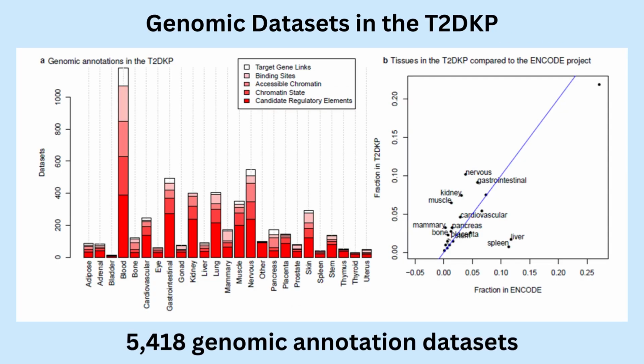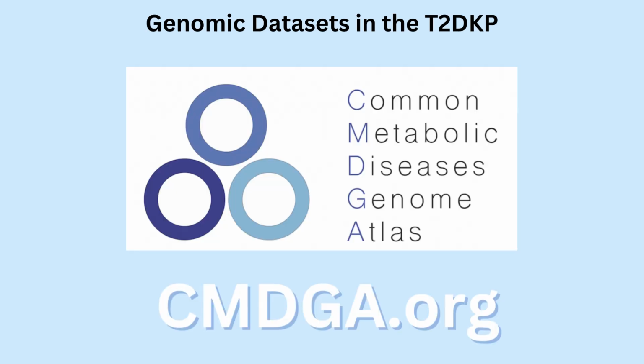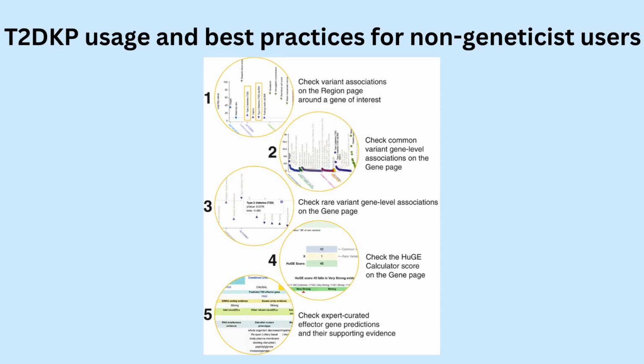As of October, we have 5,418 genomic annotation datasets. These are stored in the Common Metabolic Diseases Genome Atlas, a sister resource connected to our site through a series of REST APIs. For non-geneticist users, we outline the following workflow to help researchers evaluate and interpret genetic results.